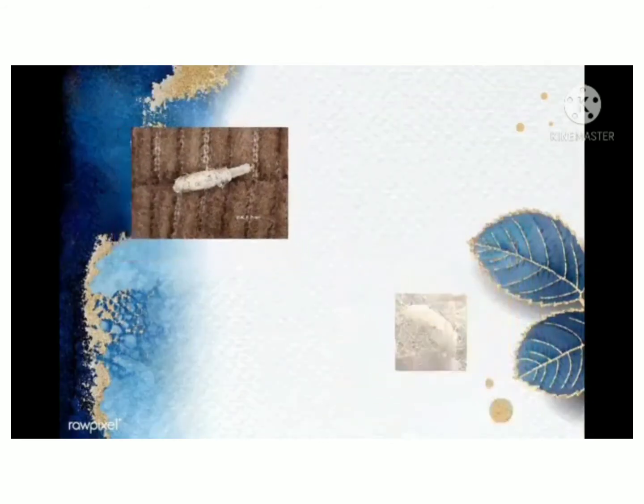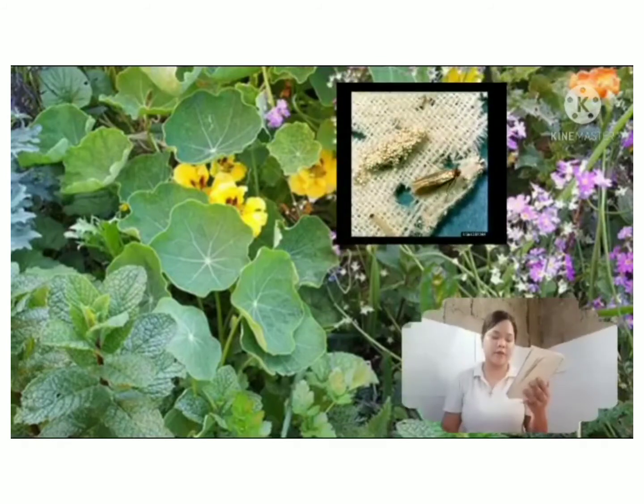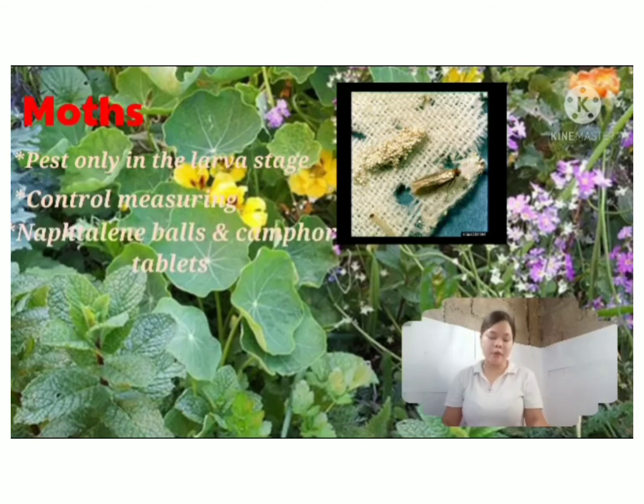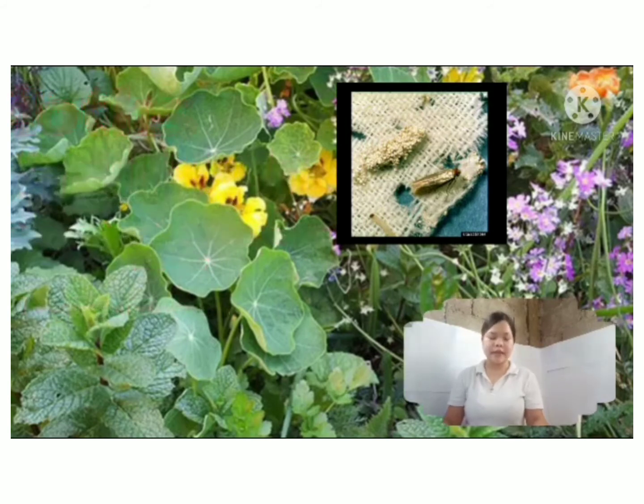Cloth moth and its larva. The moth damages only in the larva stage. Control measures: naphthalene balls and camphor tablets. Keeping the area clean.